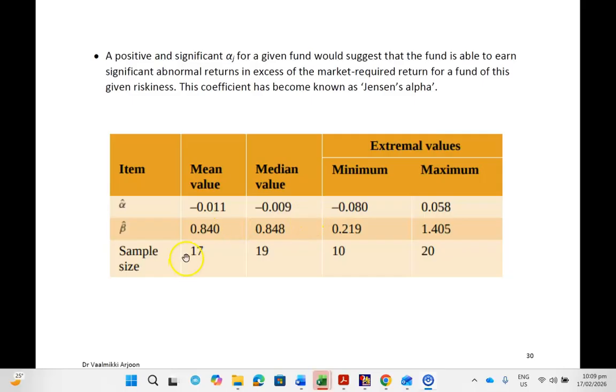Now the average fund had a beta of 0.840, and that means that in the CAPM context, the capital asset pricing model context, most funds were less risky than the market index, because the market index has a beta of 1. So if the beta on average is less than 1, then on average the funds are less risky than the market. And that might be attributable to the funds investing primarily in mature stocks or blue chip stocks rather than small cap stocks, because blue chip stocks tend to be less risky.